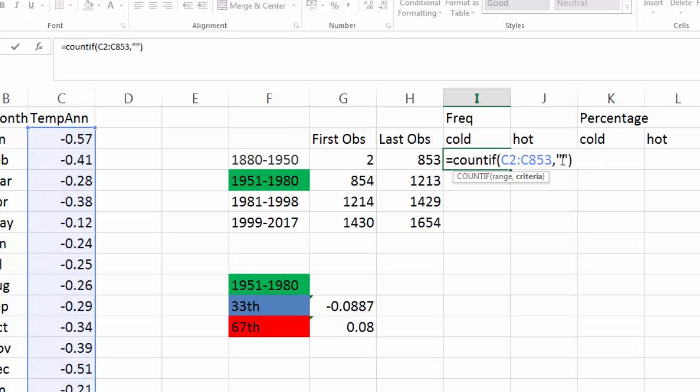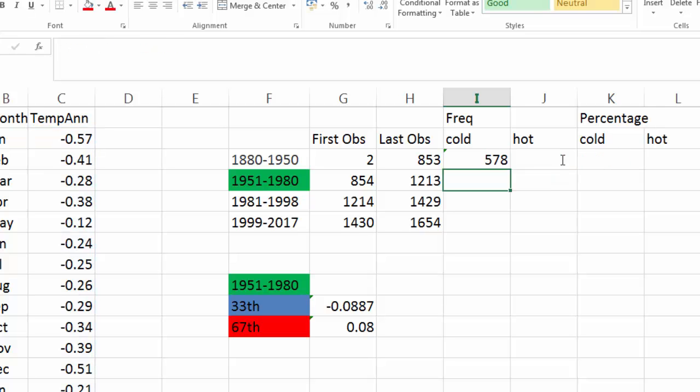So in inverted commas, we say smaller than negative 0.0887. Okay, so please count all the observations that are smaller than that, and it turns out it's 578 months. It's about 72 years of data, and 578 months are considered cold according to our definition, which is based on the 51 to 80 reference period.